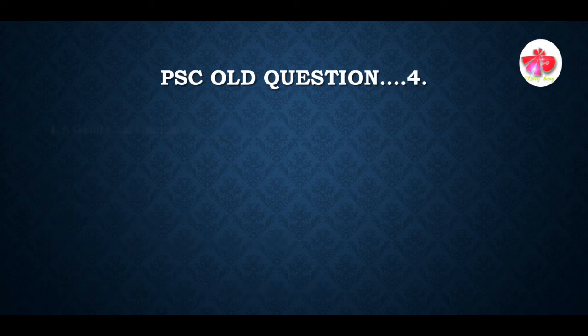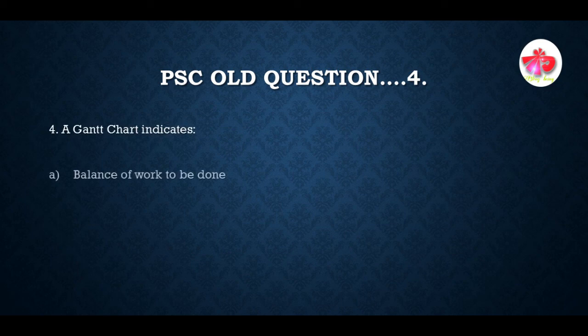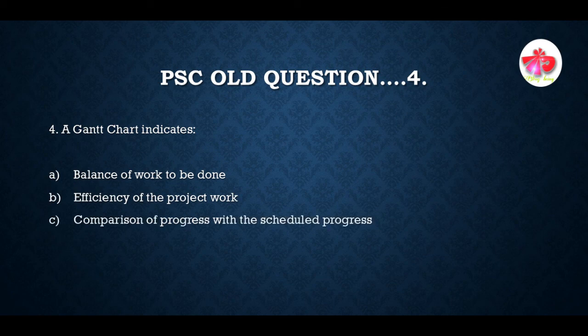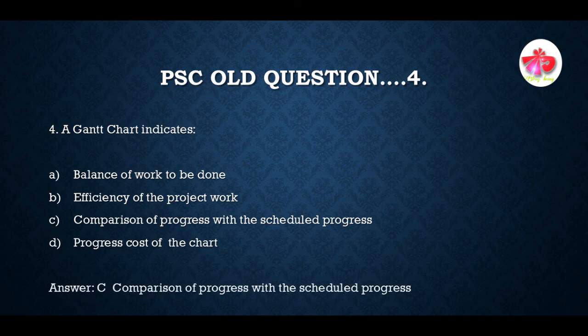So question number 4 is, a Gantt chart indicates what? Option A is balance of work to be done, second is efficiency of the project work, third is comparison of progress with the scheduled progress, and fourth is the progress cost of the chart. So friends, a Gantt chart indicates the comparison of progress with the scheduled progress. So option C will be our correct answer.